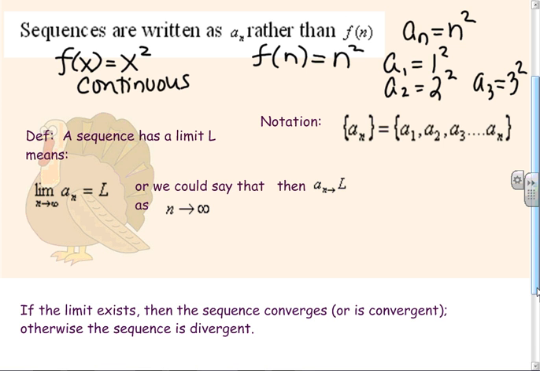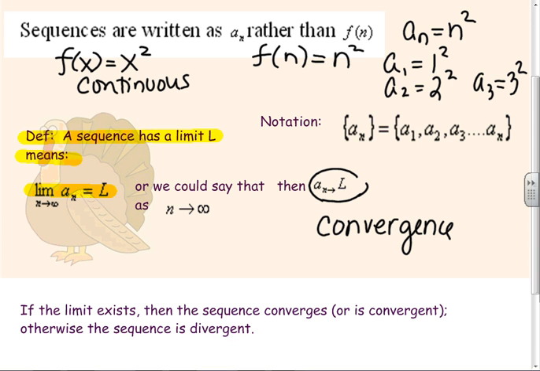If a sequence has a limit, that means the limit of my sequence is equal to L. We can write it that A sub n approaches L, the nth element as n goes to infinity. When the sequence has a limit, it's said to converge. We're going to do a lot of stuff with convergence.